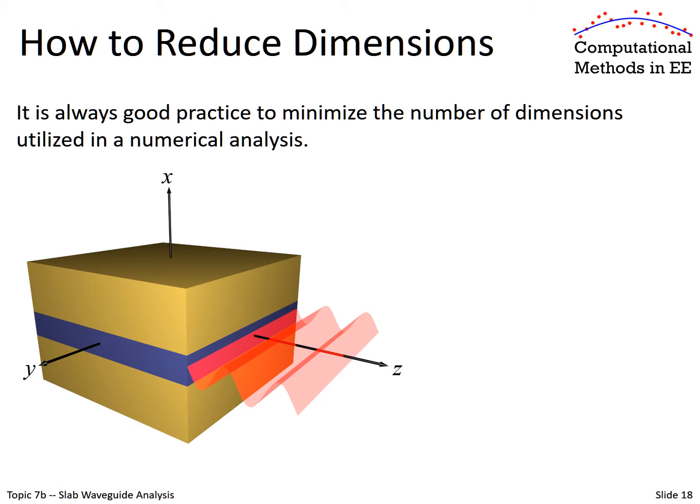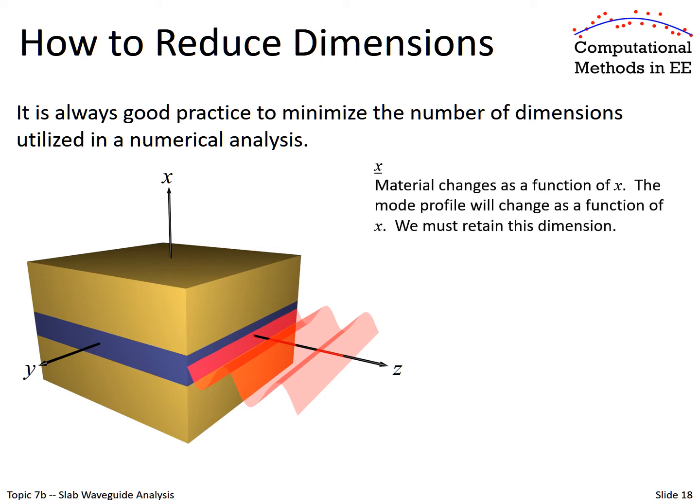So far, we're still in three dimensions. We have x, y, and z. And I suggested before we will use the geometry of the slab waveguide to help us simplify the math. So looking at our slab waveguide, let's think about x, y, and z. Well, in the x direction, the material properties are changing. The mode itself, the profile of the modes are varying in the x direction. So things are changing along x. And there's nothing we can do with it. We have to retain x. We have to retain the derivatives in x. So we don't touch x.